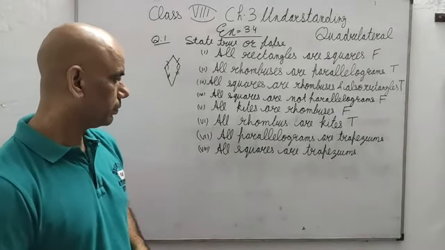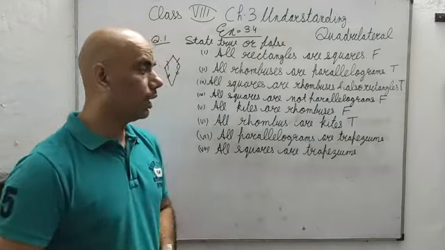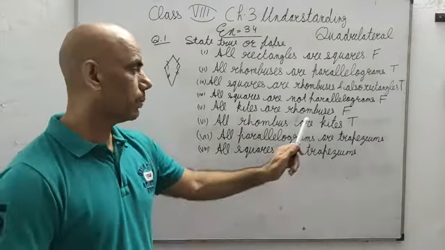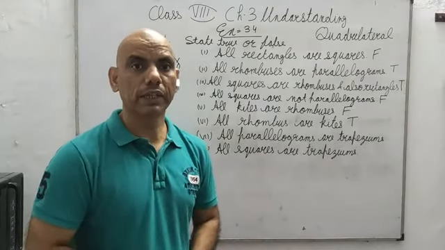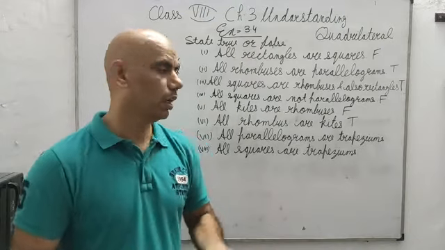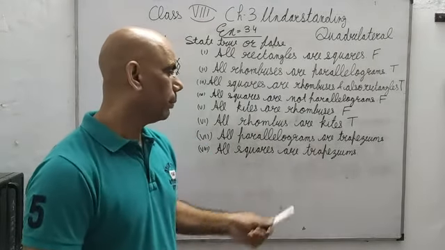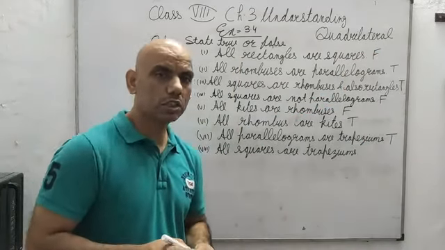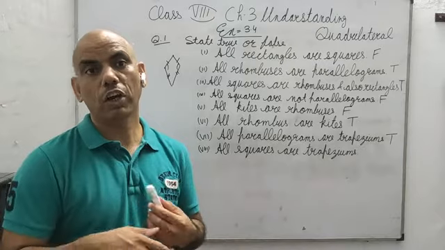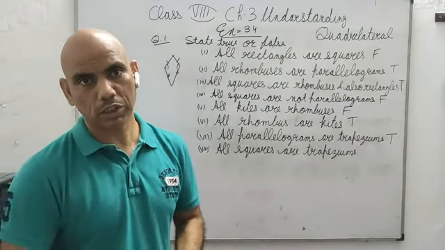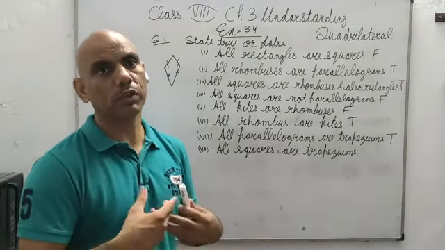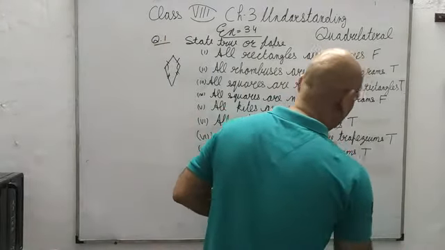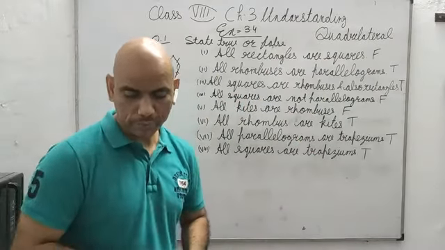Okay. Next, all parallelograms are trapezium. Yes, it is true. Why? Because a trapezium has one property, that is, it must have one pair of parallel lines. And that property is there in a parallelogram. So it is true. Next is, all squares are trapezium. While all parallelograms are trapezium, so all rectangles are also trapezium, all rhombuses are also trapezium, all squares are also trapezium. So this way, that is also a true statement that all the squares are trapezium.